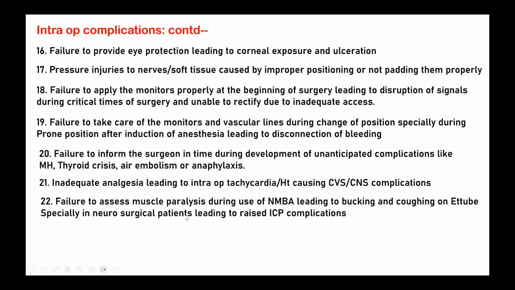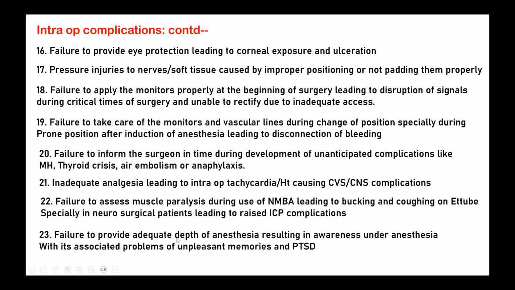Failure to assess muscle paralysis whenever you give the neuromuscular blocking agent, which may cause an inadequate dose leading to bucking and coughing on the ET tube, especially in neurosurgical patients, which may result in raised ICP, which will be worsening the condition. And failure to provide correct depth of anesthesia, which may result in awareness and result in post-traumatic stress disorder or unnecessary unpleasant memories.